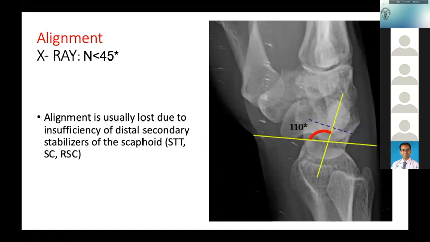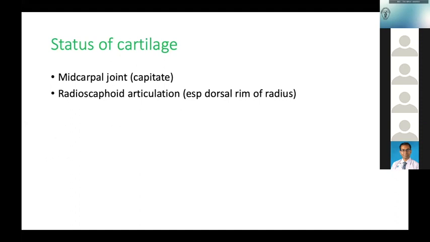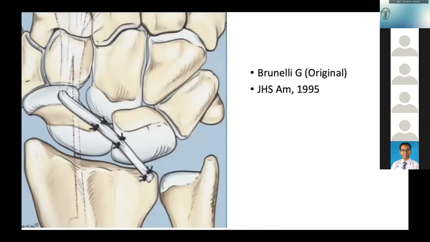So this is the alignment, what I told you as the scapholunate angle. In this case, the stabilizers of the STT, scaphocapitate and radioscaphocapitate ligament are also involved whenever you have such severe deformity, that is 110 degrees here. Status of the cartilage, these two you need to see: the midcarpal joint and radioscaphoid articulation. There are various options, because whenever the number of procedures described is more, that means things are still not clear. This is one such area.